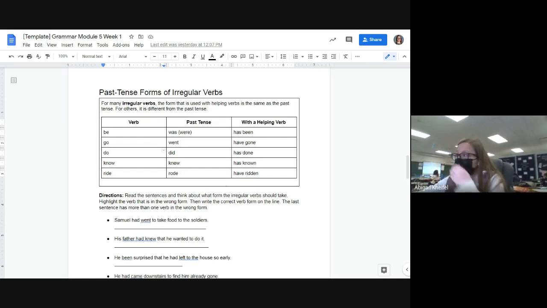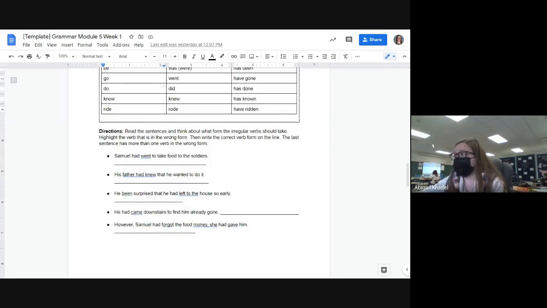So now we have 5 things to do together. Okay? We're going to read the sentences and think about what form of a regular verb should take. Highlight the verb that is in the wrong form. Then we're going to write the correct form of the verb on the line. The last sentence has 2 things wrong. The first 4 only have 1.